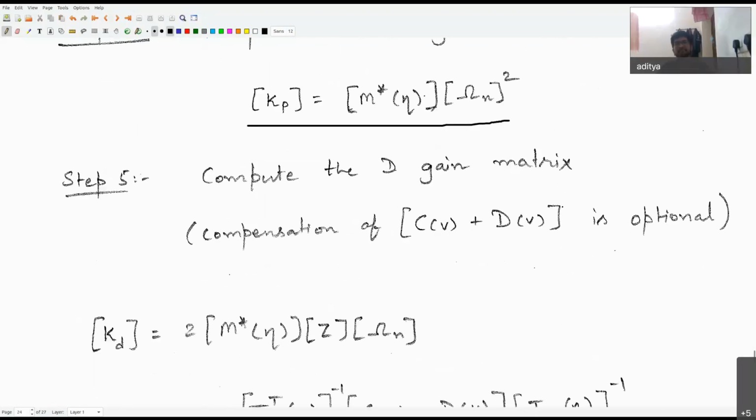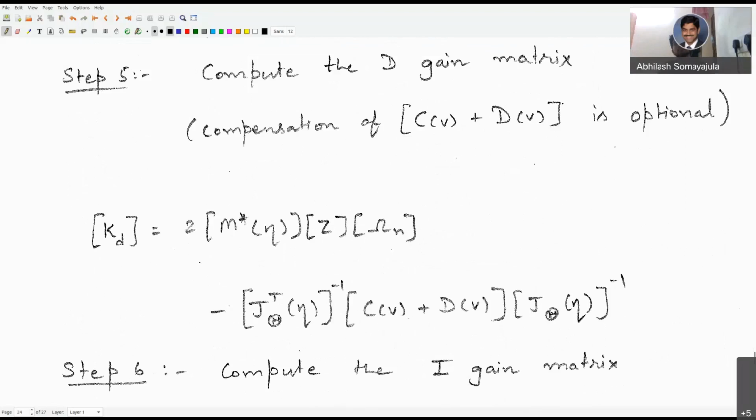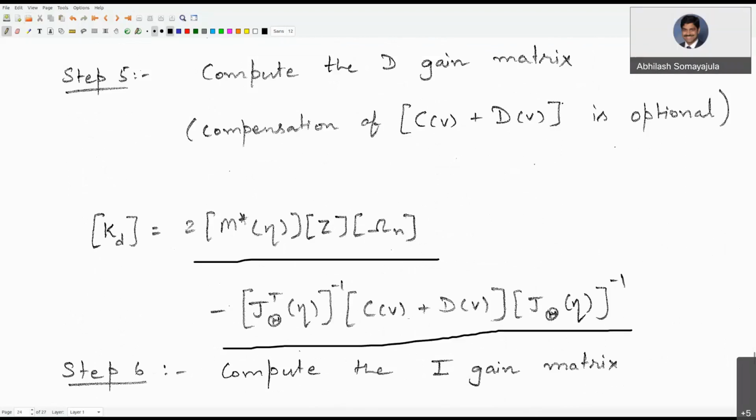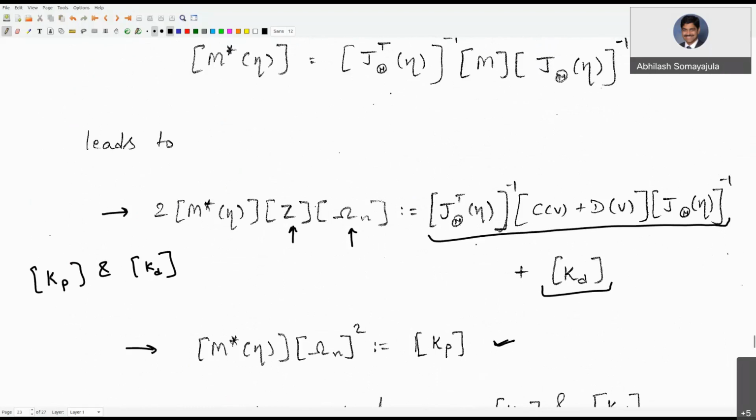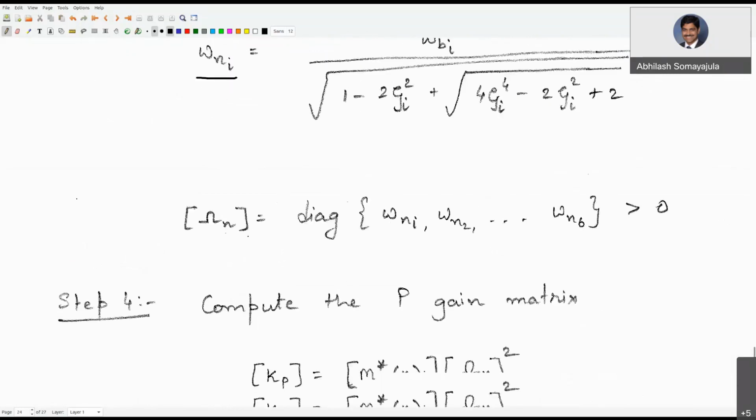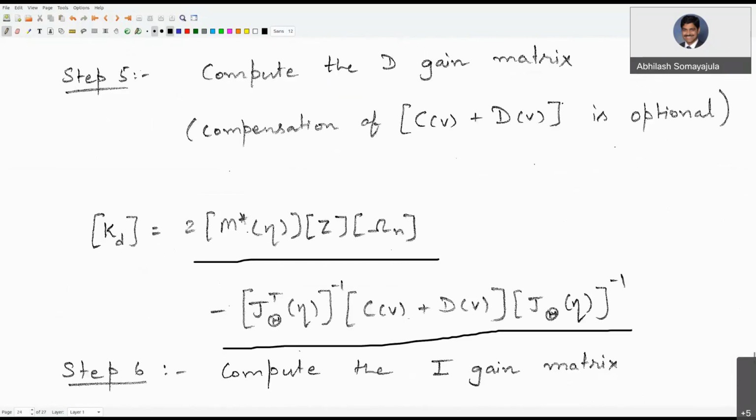Then I can similarly find out what the Kd matrix is by just inverting those relationships which we had before. Whatever expressions we had, I'm just solving for Kp and Kd. Kp is simply m times omega n square. Kd will be this term minus this term, right? That's what we should see here. This term minus this term.